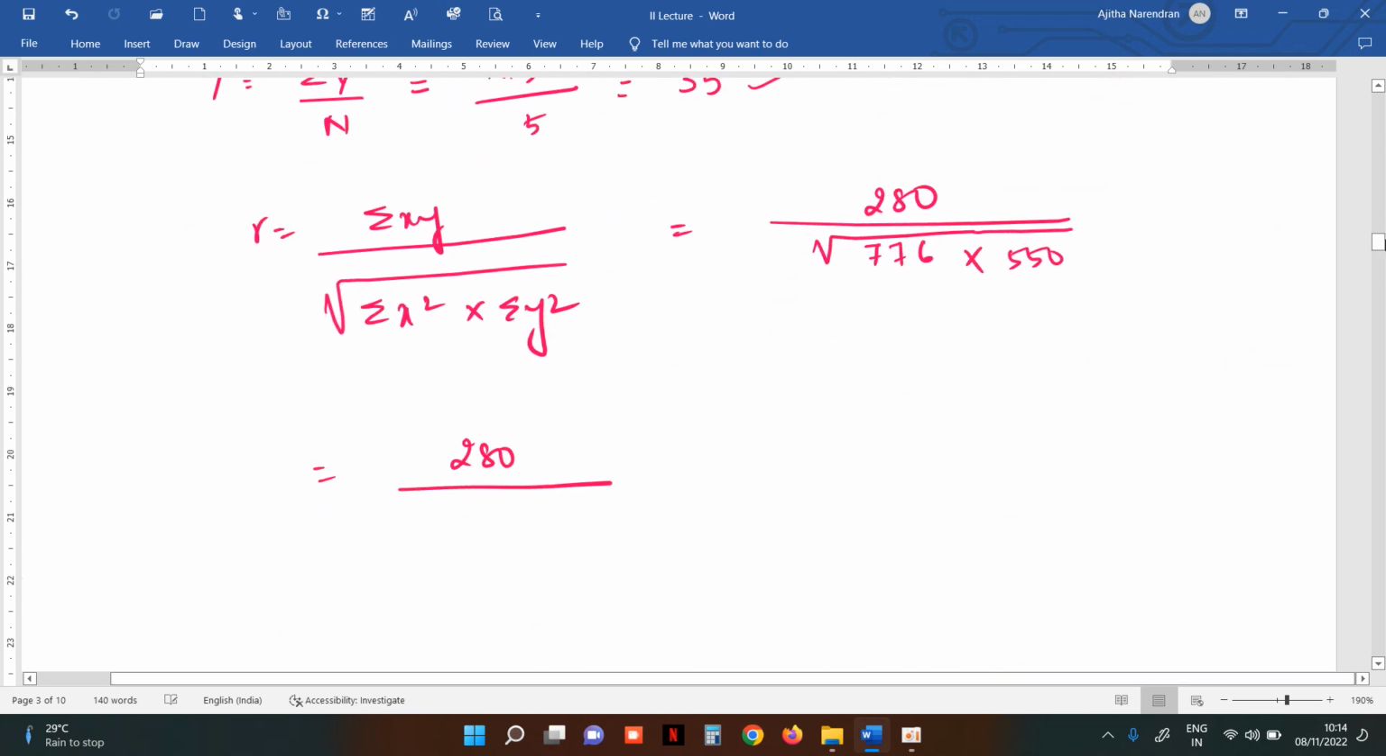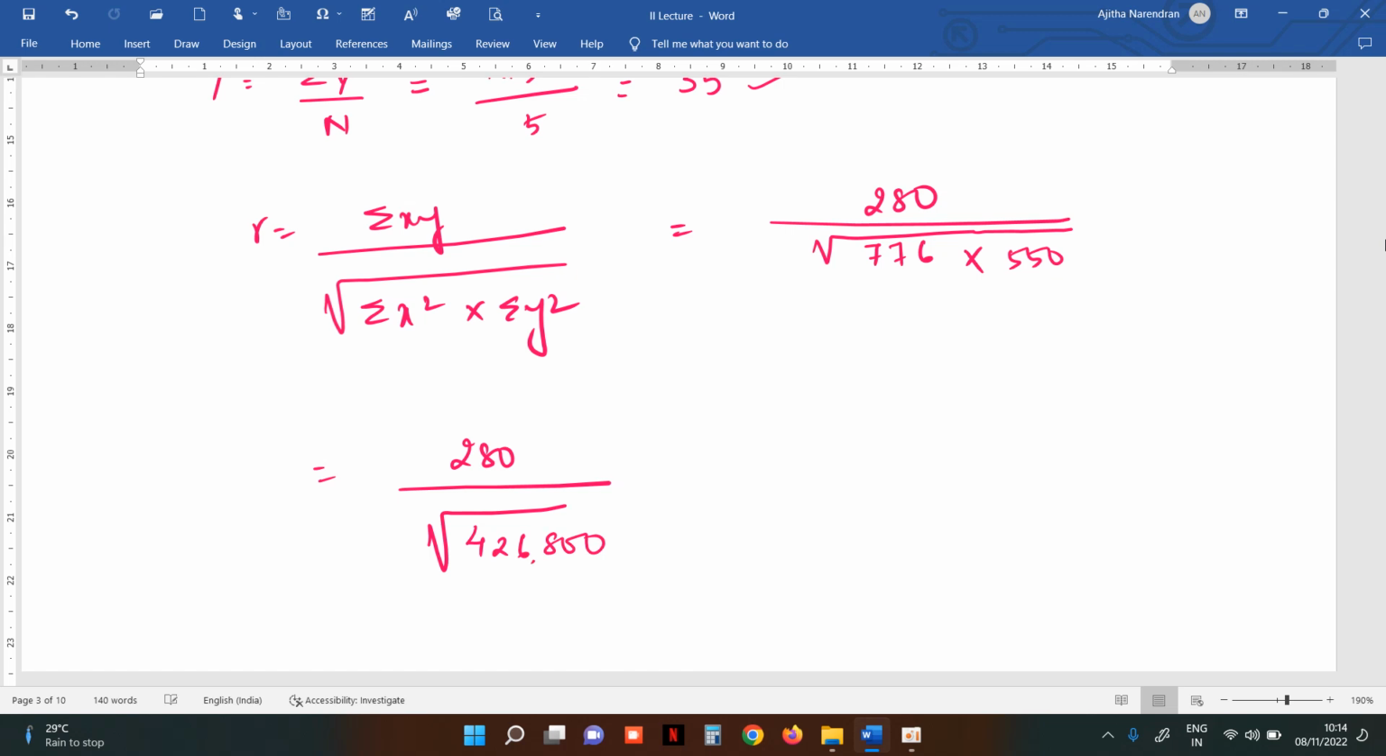So 280 divided by, just multiply 776 into 550. You will get 4,26,800. You can use your calculator and do it. 280 divided by the square root of this, which will be 653.299 something. You can take it to 2 digits, or even put 0.3. So r is equal to, after dividing it, you will get 0.429.